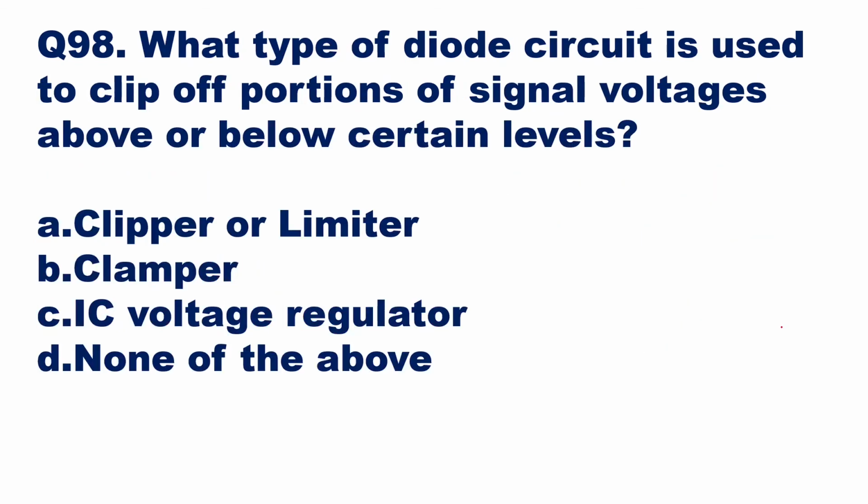Then question number 98. What type of diode circuit is used to clip off portions of signal voltages above or below certain levels? The diode circuits we have studied which clip off portions are your clipper, and clippers are also called limiters. So here option A will be the right answer, clipper or limiter. A clipper or limiter is a diode circuit which is used to clip off portions of signal voltages above or below certain levels.